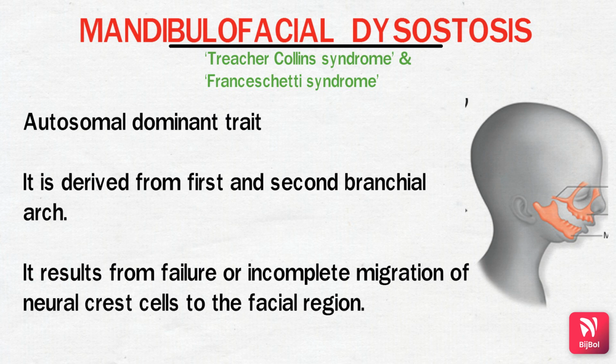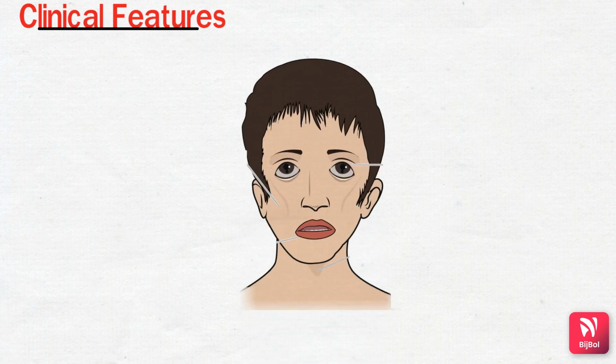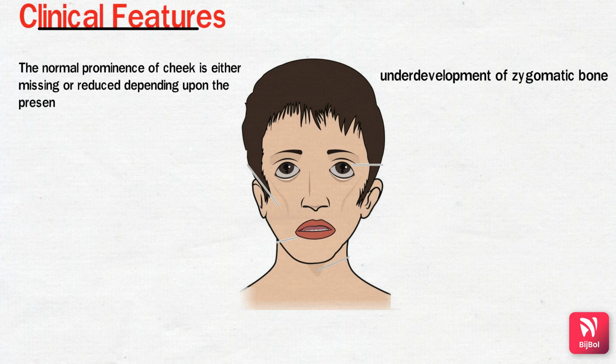Let us look forward into the clinical features. There will be underdevelopment of the zygomatic bone, reducing the normal prominence of the cheek, or there will be reduction in cheek prominence depending on the presence or absence of the malar bone. Another characteristic here is the coloboma, a notching line from the outer third of the lower eyelids to the mouth.